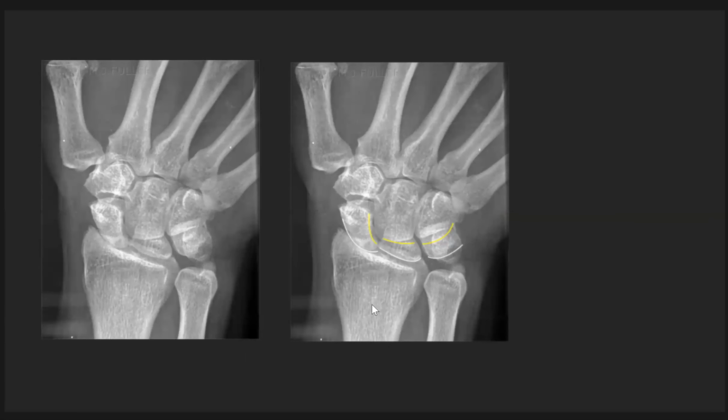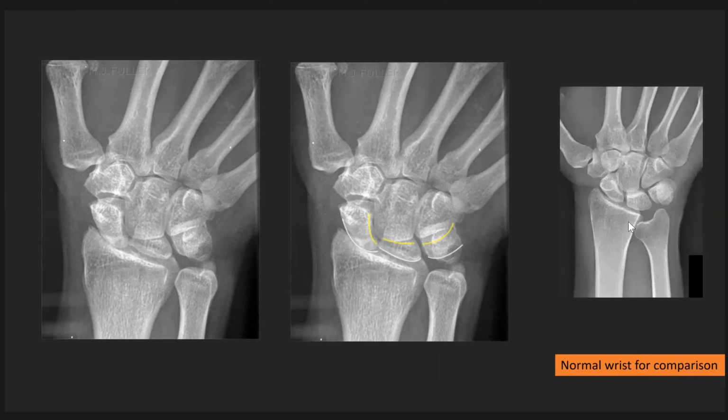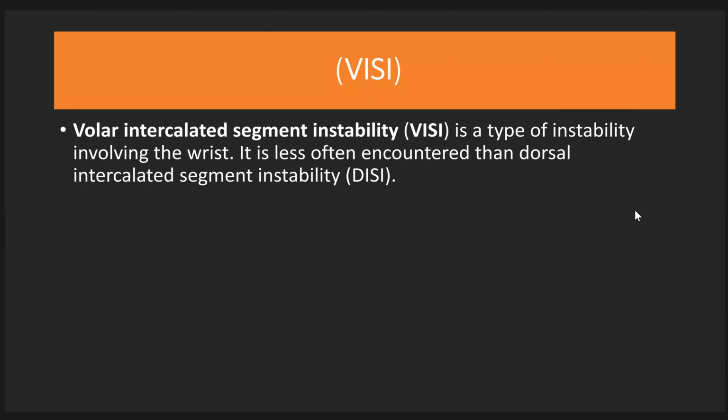Here, this is the PA view, and we have the disruption of the arcs: arc number 1 between the scaphoid, lunate and the triquetrum, and arc number 2 in the yellow. And here, this is the normal wrist for comparison.